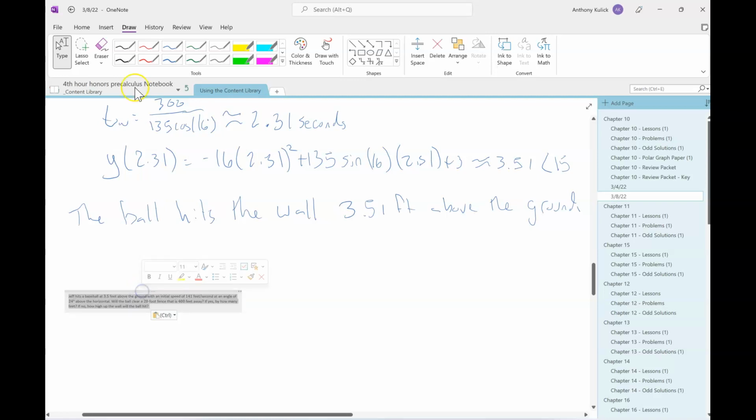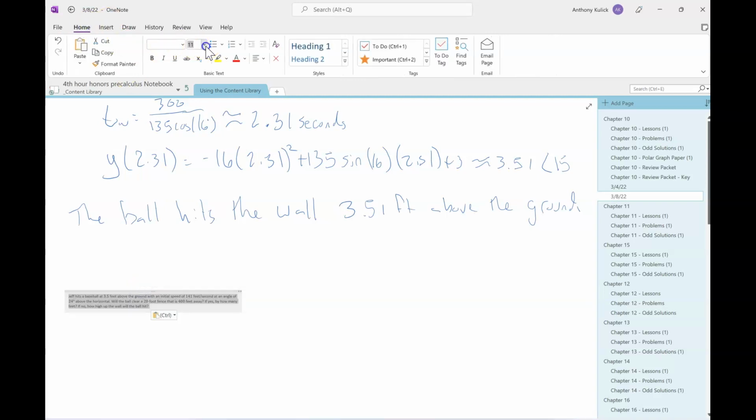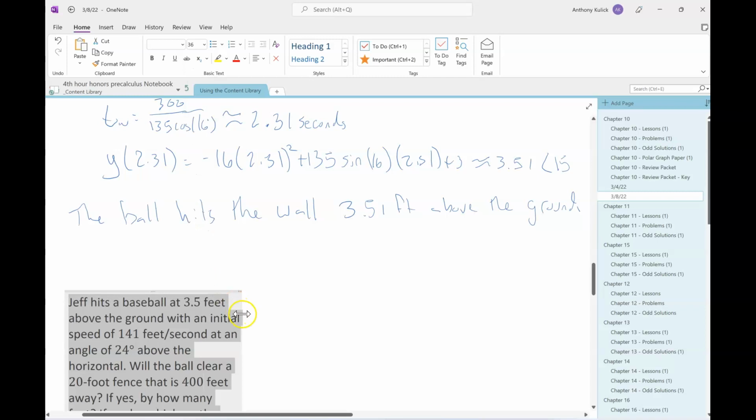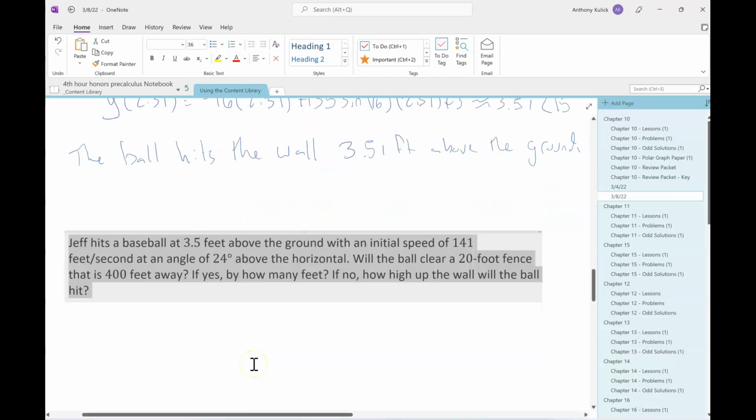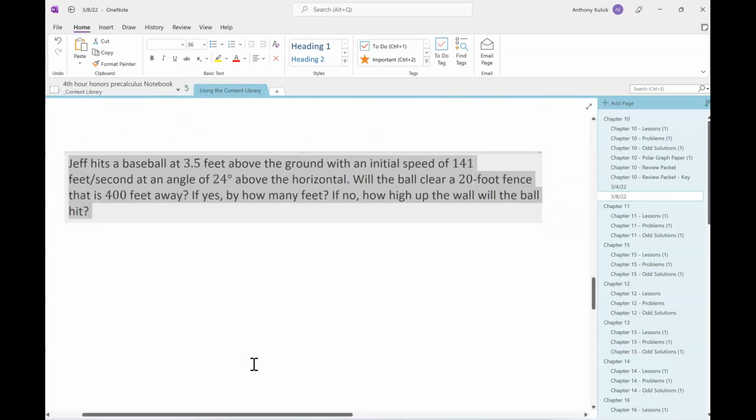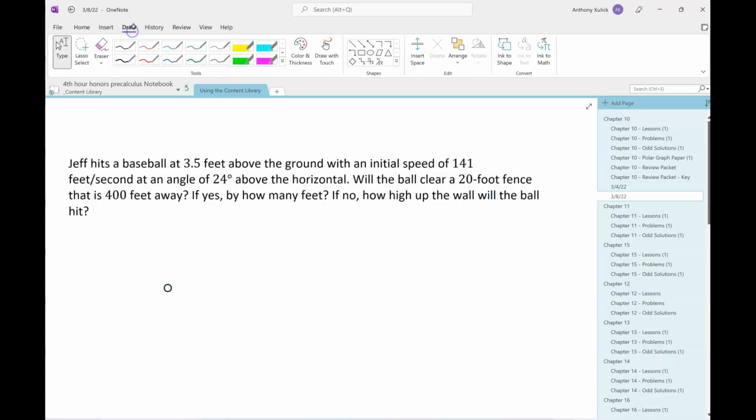Let's see what my main man Jeff can do here. Jeff hits a baseball at 3.5 feet above the ground with an initial speed of 141 feet per second at an angle of 24 degrees above the horizontal. Will the ball clear a 20-foot fence 400 feet away? If yes, by how many feet? If no, how high up will the ball hit?